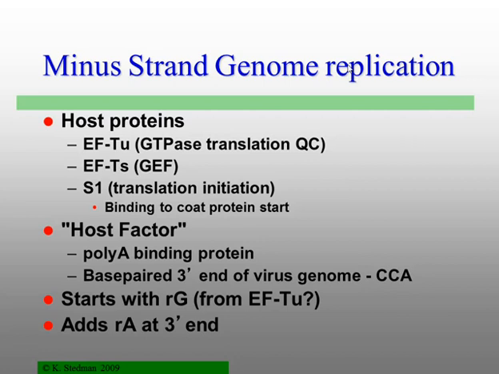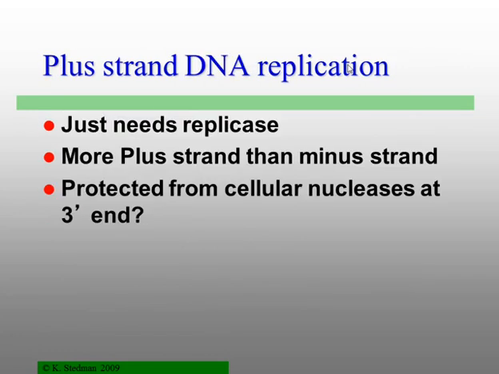That's probably why you have EF-Tu together with these host proteins all together. And then, once you get all the way out to the other end of the genome, then you'll add a residue. This is true for many DNA polymerases and also replicases as well. So that's how you make your negative strand. You need all these extra host proteins to make that negative strand, or the minus strand.